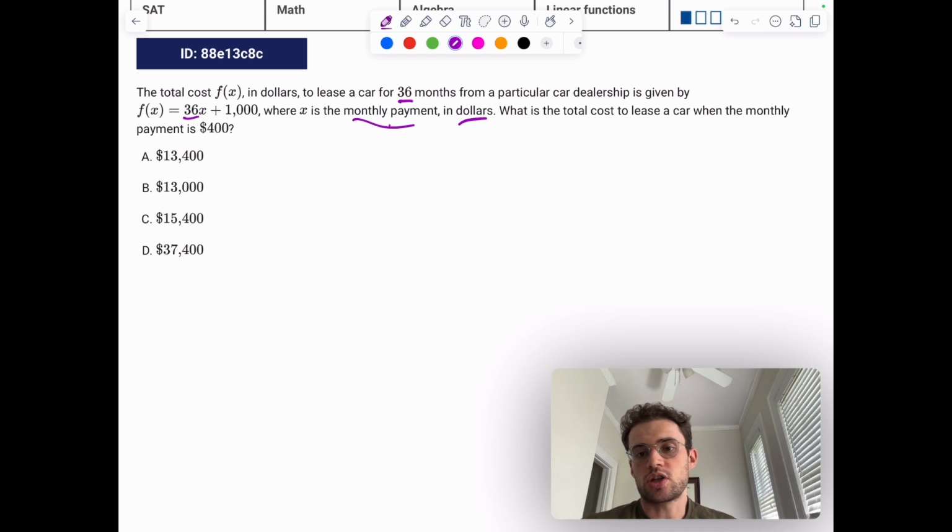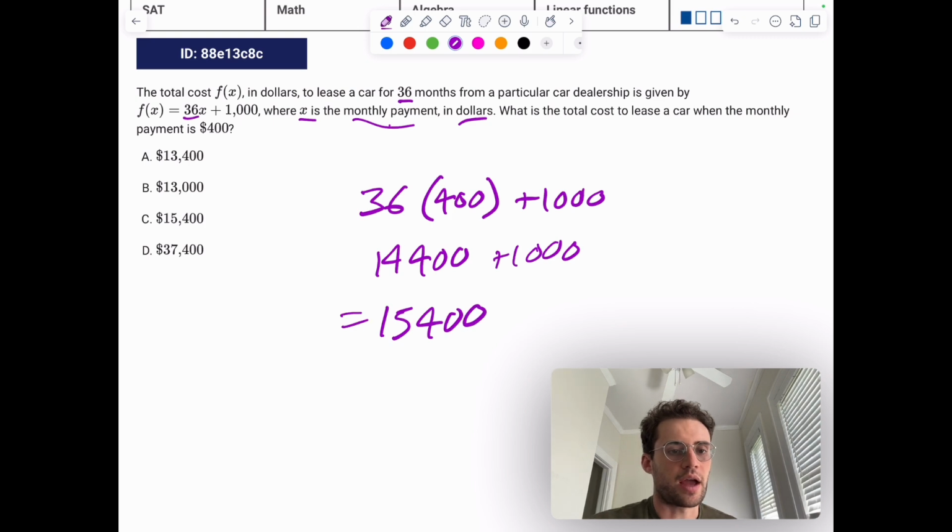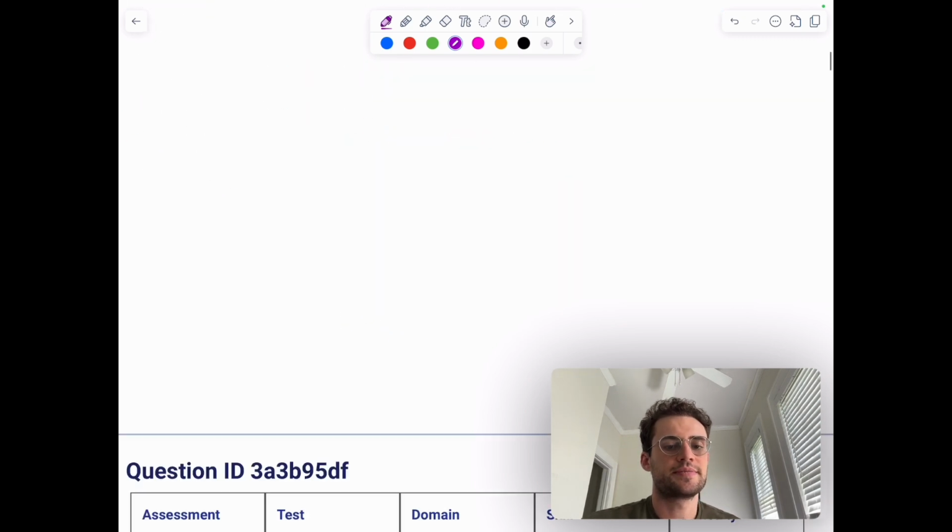What is the total cost to lease a car when the monthly payment is $400? So again, x is your monthly payment. We're doing 36 months, so 36 times 400 plus the 1,000. That's like your y-intercept, your starting value. And here we get 36 times 400 is 14,400 plus 1,000, which will give us 15,400 for our f of x value. That's option C.